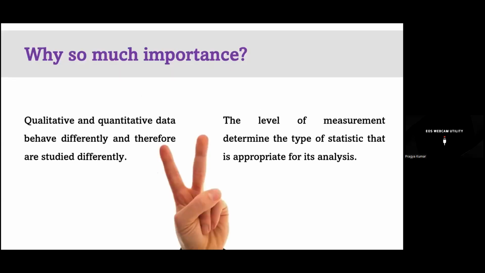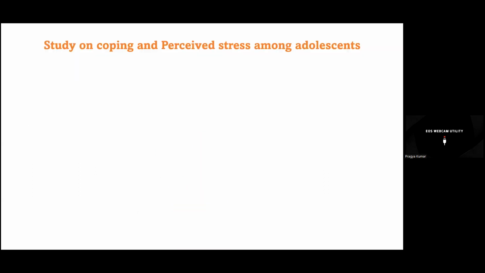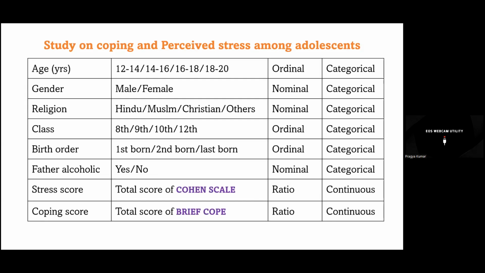So why is there so much importance on these two types of data? Qualitative and quantitative data behave differently, and therefore they are studied differently. The level of measurement determines the type of statistics that is appropriate for the analysis.